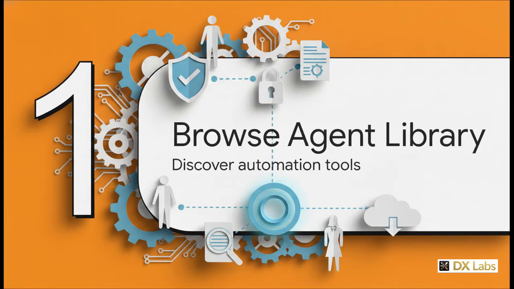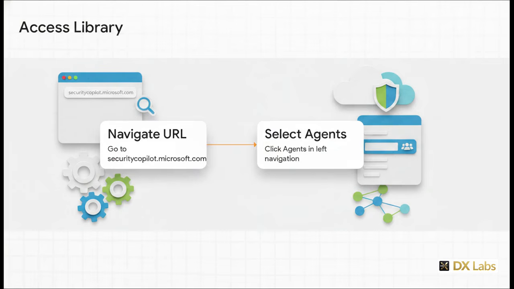Section 1. Browse the agent library. Because to use these automation tools, we actually have to know where to find them. The agent library is essentially Microsoft's official, centralized catalog for discovering these tools, which includes both Microsoft-built and external partner-built agents. Getting there is super straightforward. You just navigate to securitycopilot.microsoft.com and then select Agents right there in the left navigation menu.